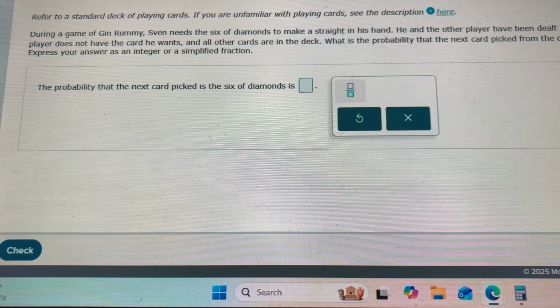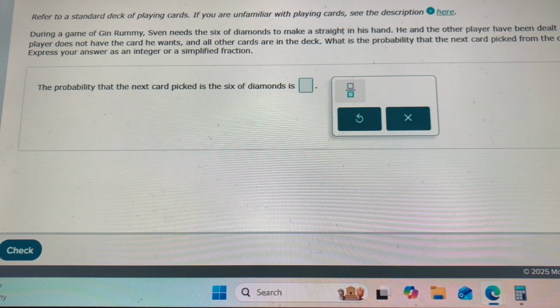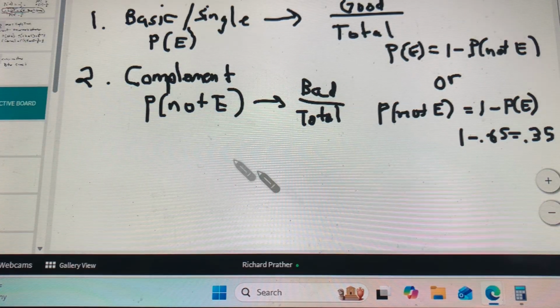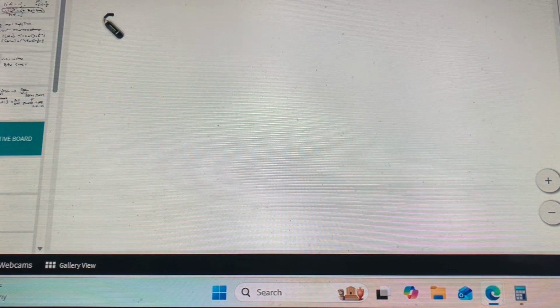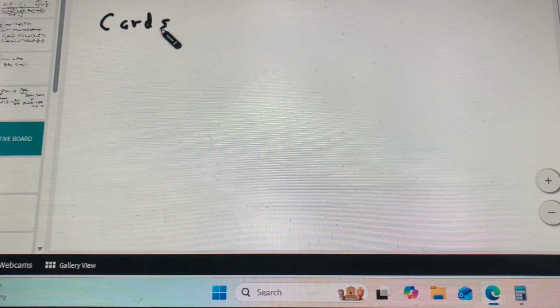Now, unfortunately, you have to understand cards, and I get students that have never dealt with cards in their whole lives, so that makes this problem hard to do. Decks of cards have 52 cards in them. Cards have been around for 1,000 years, actually. People have been playing card games for over 1,000 years. Cards have 4 suits.